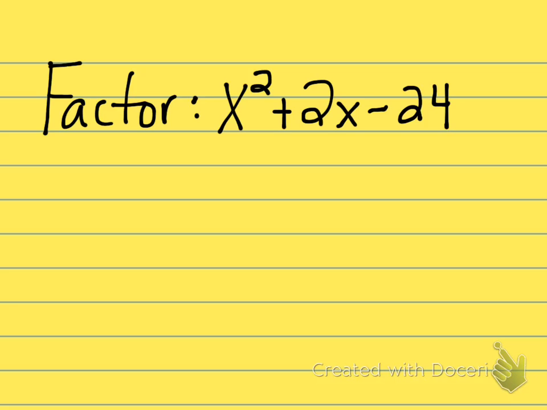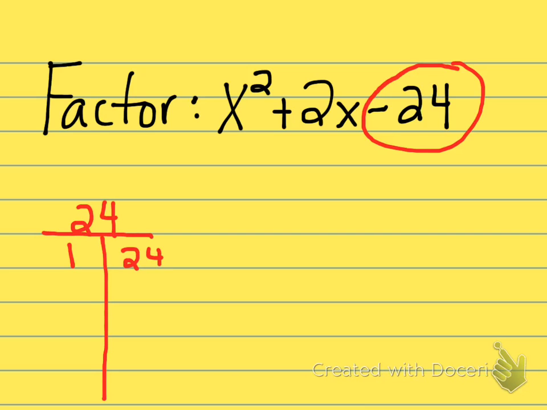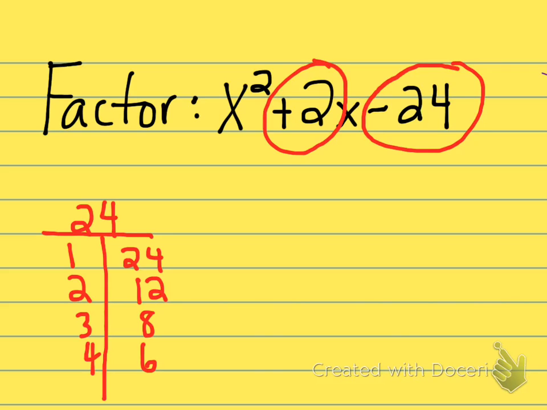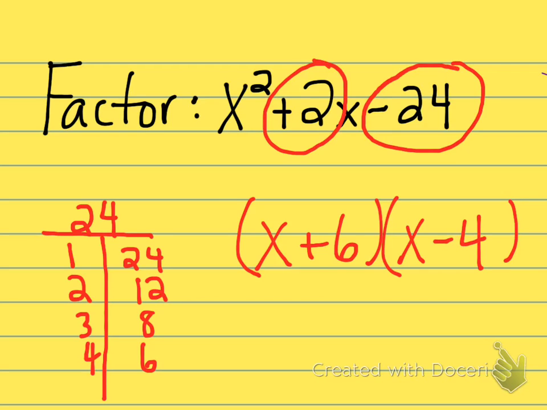In this problem, x squared plus 2x minus 24, we have to look at what can multiply together to equal negative 24. We'll start by writing out all the positive factors. Along the lines of being able to multiply to equal negative 24, they also have to be able to add to be positive 2. So when I look at the factors 1 and 24, 2 and 12, 3 and 8, 4 and 6, the only way to get a negative 24 and a positive 2 is to take a positive 6 and a negative 4. Therefore, my factors are x plus 6 and x minus 4.